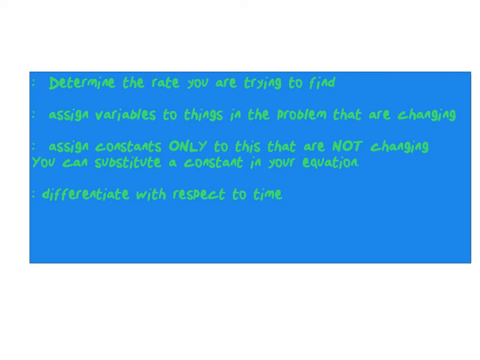So how do we begin? Determine the rate you are trying to find. Then assign variables to things in the problem that are changing, hence the rate. Assign constants only, and let's be clear on this, only, to things that are not changing. You can substitute a constant into your equation. And then obviously differentiate with respect to time.